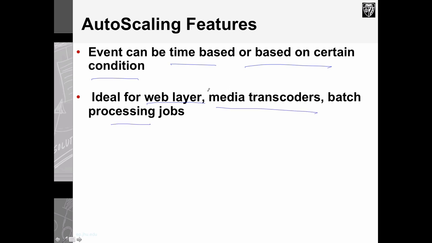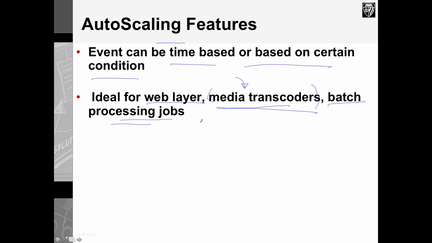If you think for a second about media transcoders, these are services where you may upload a photo or a video, and they transcode that video to different formats and different resolutions. When they are doing that, the number of jobs keeps varying throughout the day. So those service providers can use autoscaling to determine how many instances to run at that particular point in time. The same thing goes for batch processing jobs.